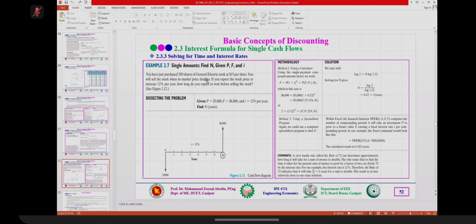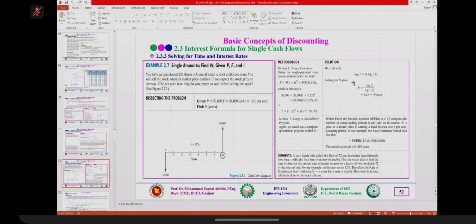And there is another example. Find n. Here is an n value we have to find out. P given, F given, i given here. P 3000, F 6000, i 12%. What is the capital N? So 3000 is invested, 6000 is the future value, and i is the 12% interest rate. What is the number of years?